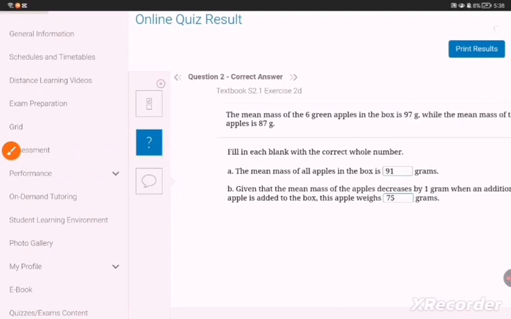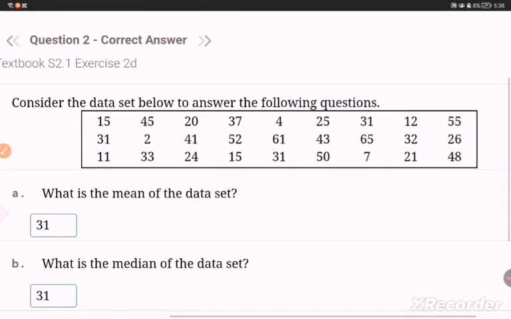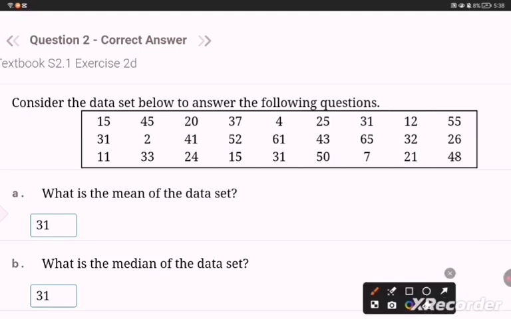Now, for question number 2, they gave you a data set with 27 values. Okay, and they asked for the mean. The mean, all you have to do, just add all of these values and then divide them by 27. So once you add all of these values, you get an answer of 837, okay? And then because there are 27 values, just divide that total answer by 27. So then your mean should be 31.